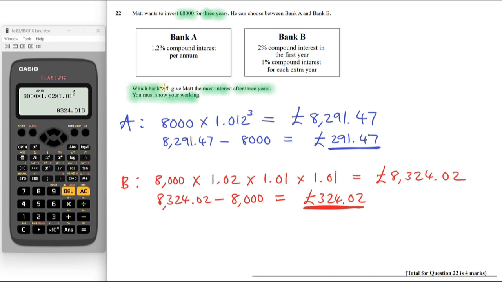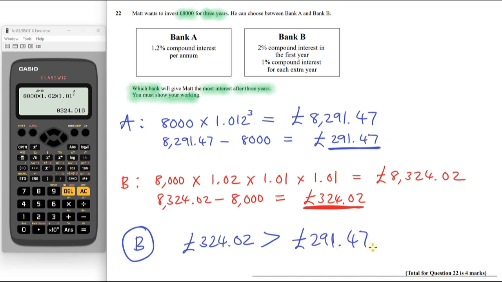So which bank will give Matt the most interest? Well, we can say A. It might sound obvious. Not A. I almost made a mistake there. It's B. Obviously B. £324 is bigger than... Okay. We're not even getting to the end, but okay. So we all make mistakes. So it's Bank B. I'm glad I noticed that. And it might sound silly, but we need to say that £324.02 is clearly greater than £291.47, just to make it clear that we know that this number is bigger than this number.